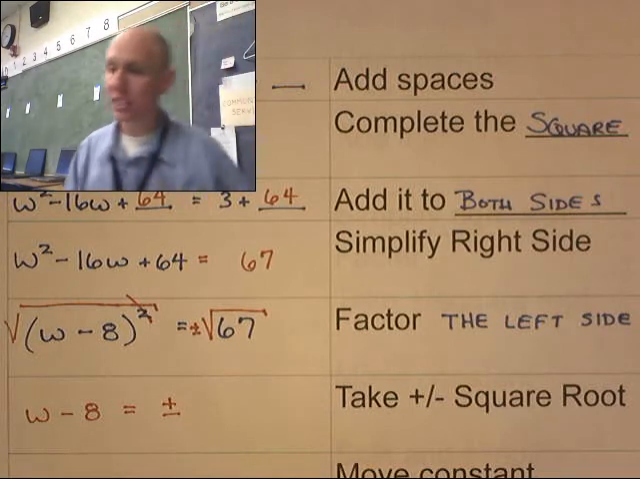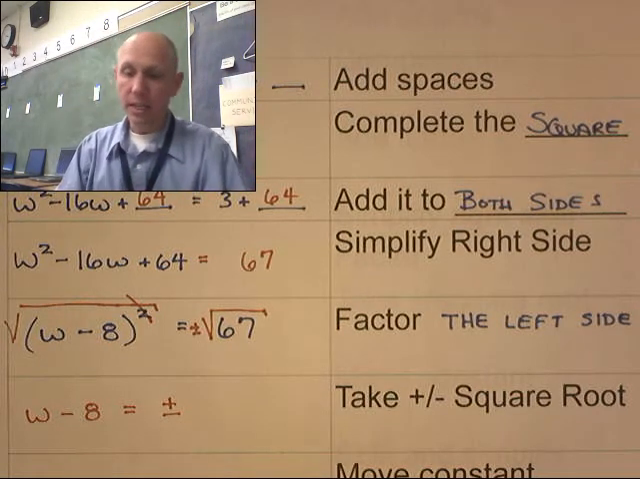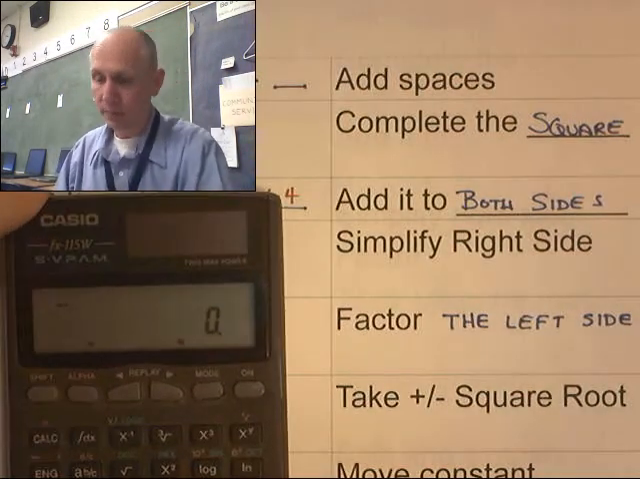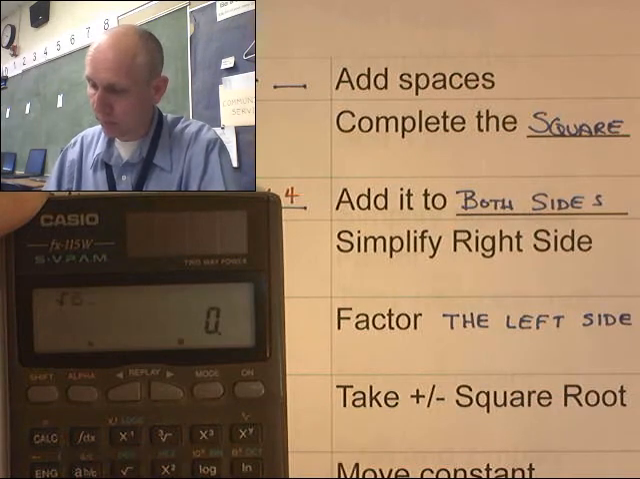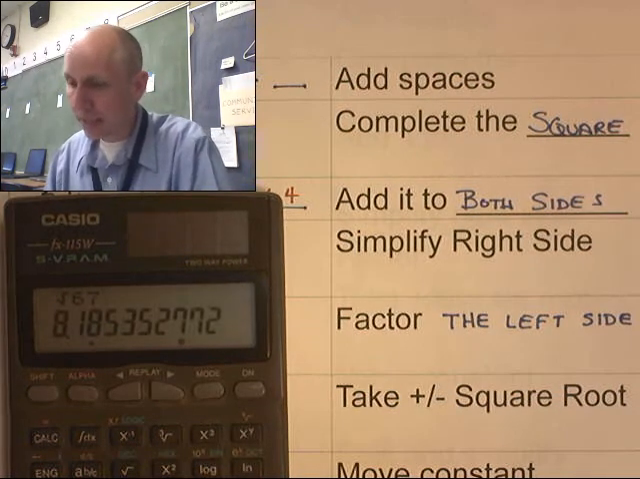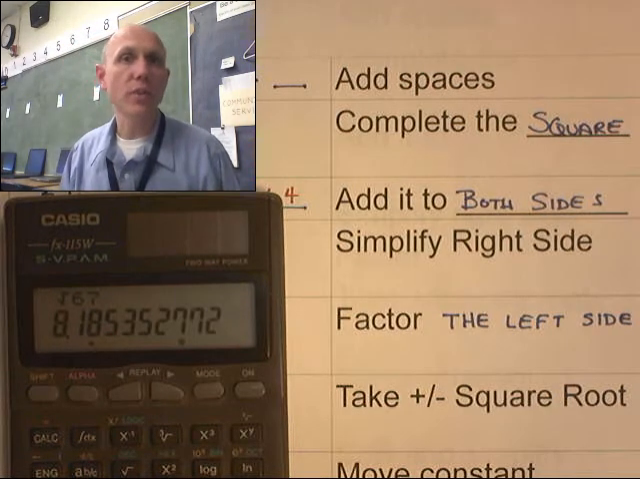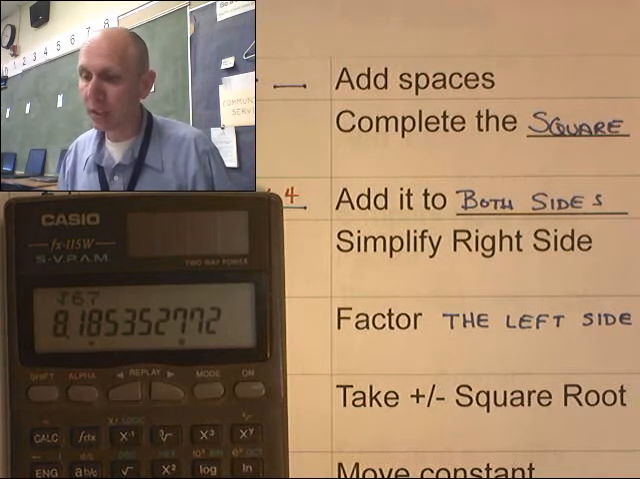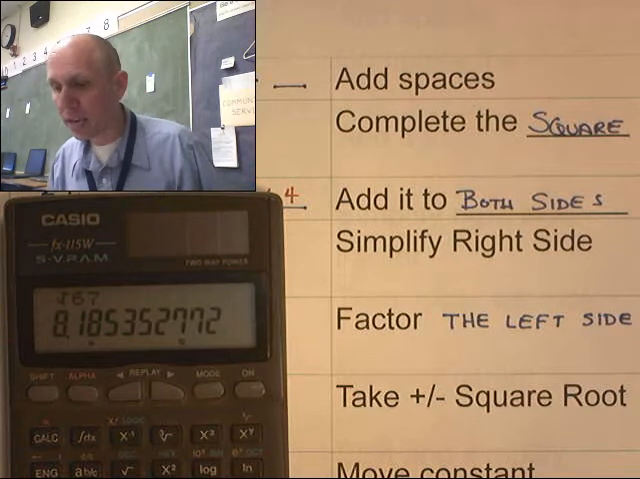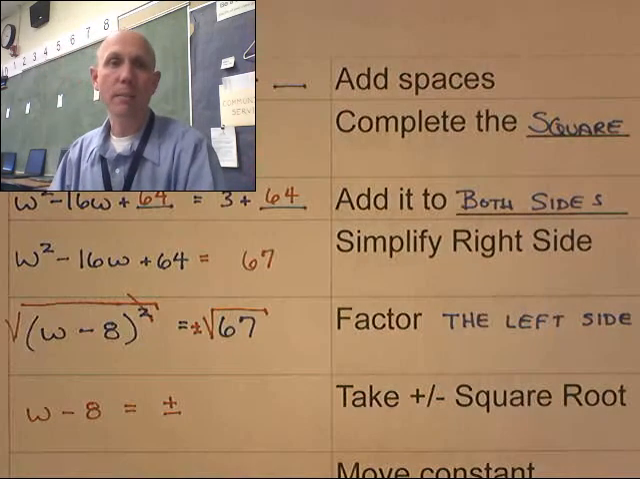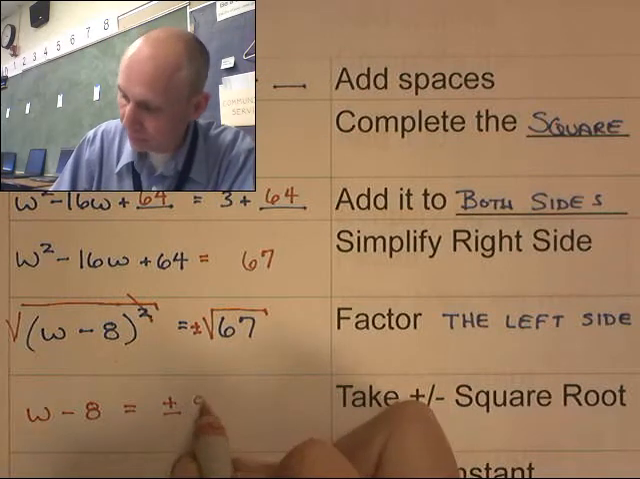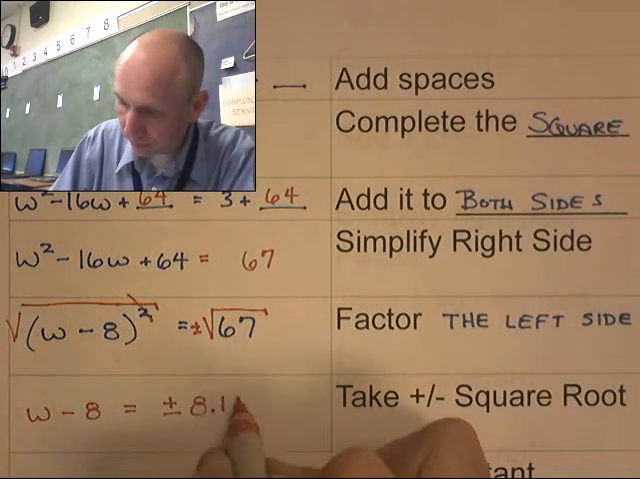Let's find out what the square root of 67 is. Square root of 67 is 8.185, and the instructions want us to round it to the nearest hundredth, so that would be 8.19.